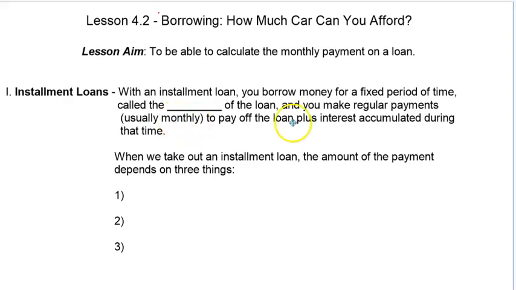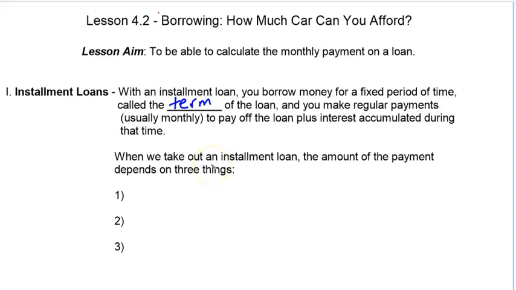So let's get into some definitions first. We're talking about installment loans. With an installment loan, you borrow money for a fixed period of time. That's called the term of the loan. And you make regular payments. That means the same payment, and typically these are monthly. Every month you make the same payment, and that will pay off the loan plus any interest that's accumulated during the term of the loan.